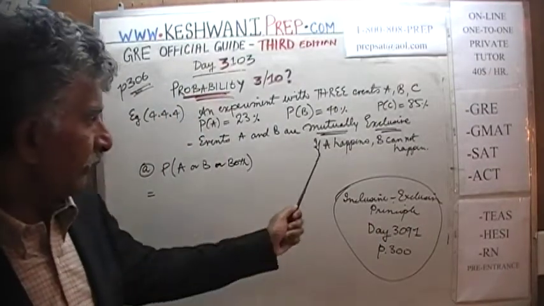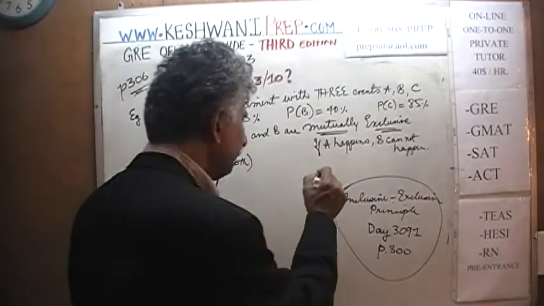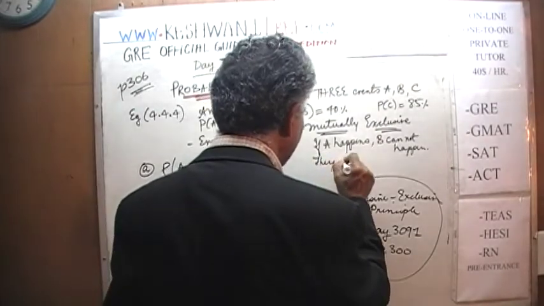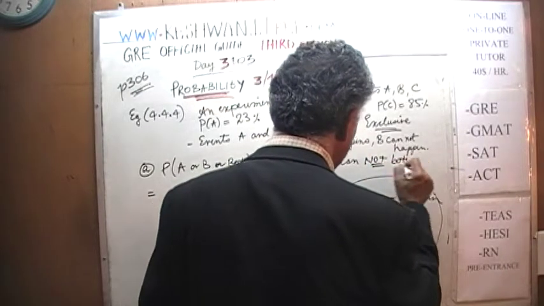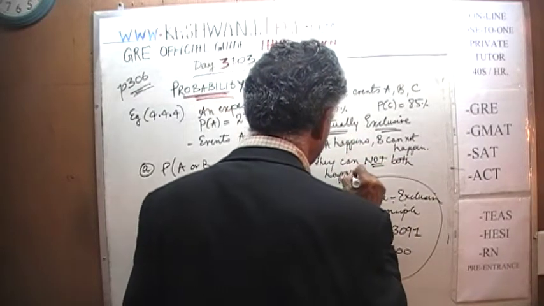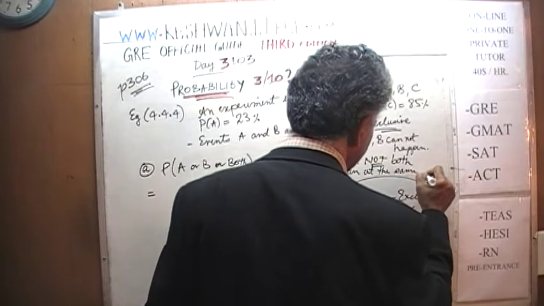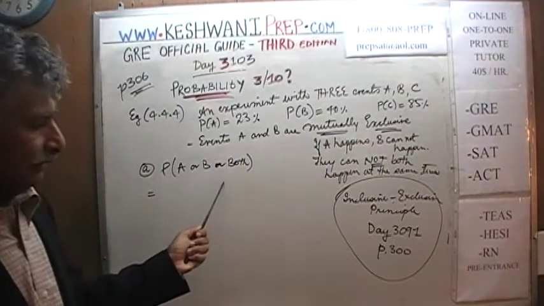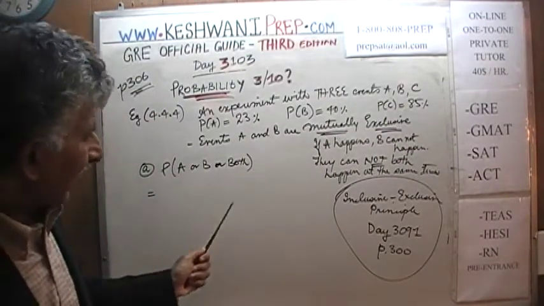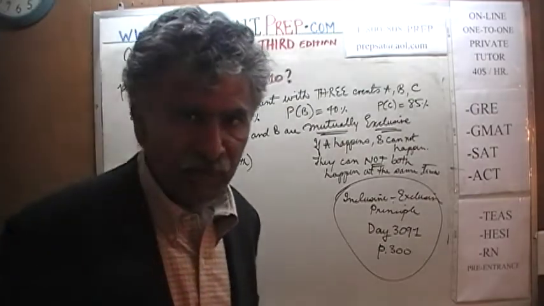And if B happens, A cannot happen. I'm not going to write everything down. If A happens, B cannot happen. If B happens, A cannot happen. They cannot both happen at the same time. Well, if they cannot both happen at the same time, then the odds that both A and B happen is zero, because we just said it, they cannot both happen at the same time.